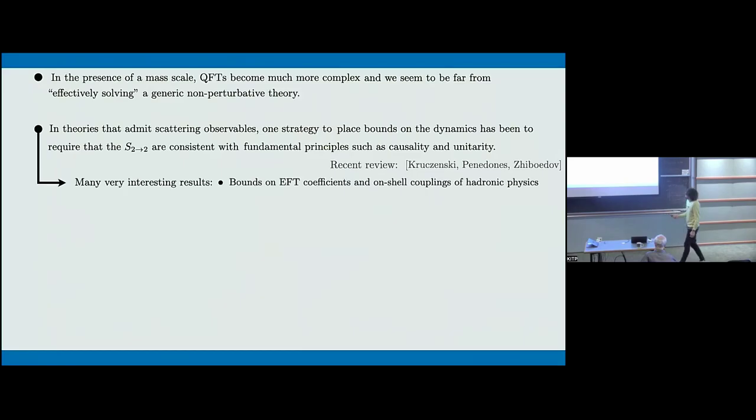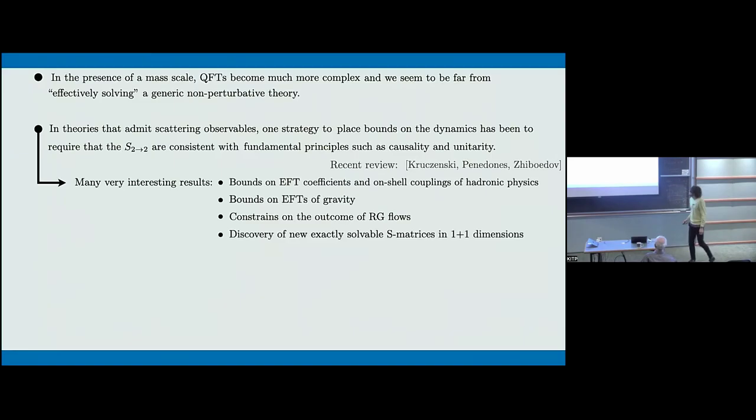For example, there have been bounds on effective field theory coefficients and on-shell couplings of hadronic physics, bounds on effective field theories of gravity, constraints on the outcome of an RG flow. So for example, if you have some UV CFT and you deform it by some relevant operators, you can constrain interactions in the massive phase to which it flows. You can discover new exactly solvable S matrices in 2 dimensions, and so on.